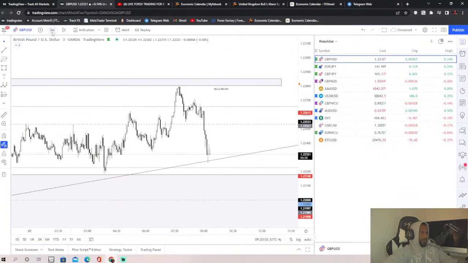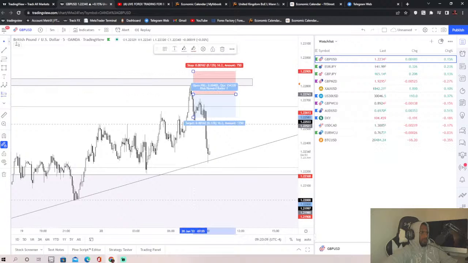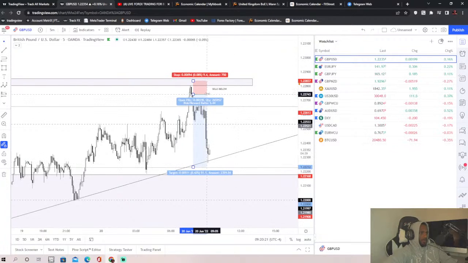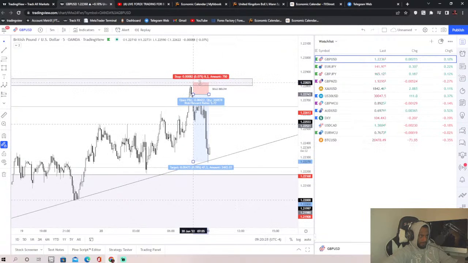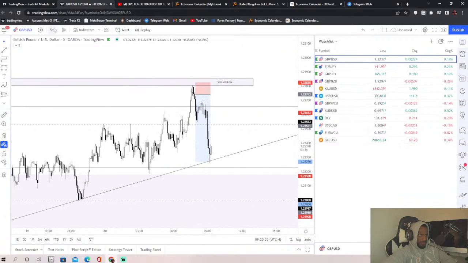How did it respond on the 5-minute? You see this? This would have been stupid clean. Let's just say 10 pip stop. Bam. Down to here. Bam. Now that, my friend, that would have been a good trade to take, guys.